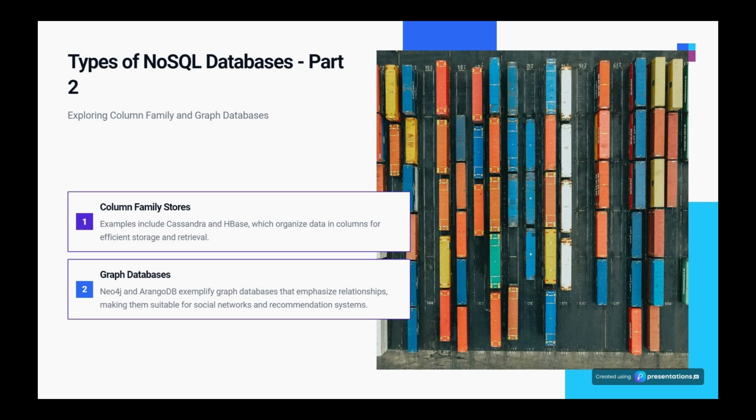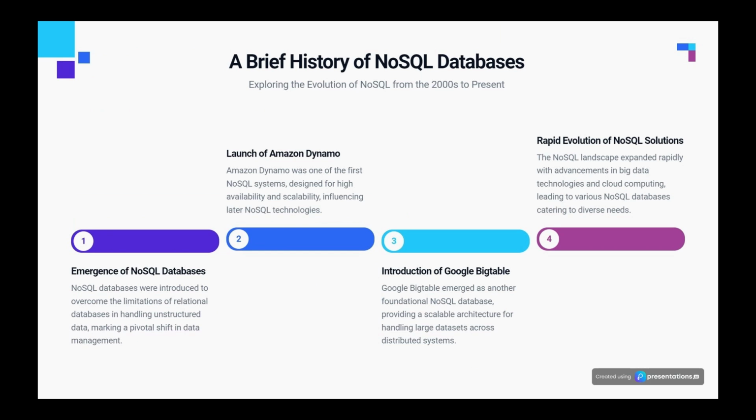Then we have column family stores. It includes Cassandra and HBase, which organize data in columns for efficient storage and retrieval. Then we have graph database, and some examples of graph database are Neo4j and ArangoDB. They emphasize relationships, making them suitable for social networks and recommendation systems.